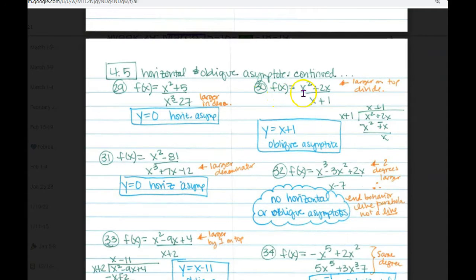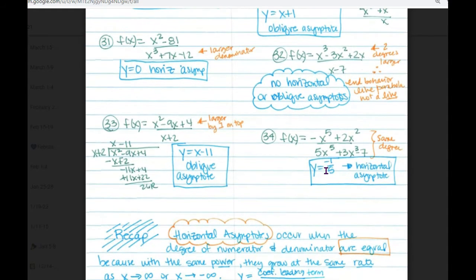29 is not. 30 has 1 bigger, so we need to do long division. And 30, we should have gotten x plus 1, y equals x plus 1. 31, no. 32 is bigger by 2, so we don't worry about it. 33 is bigger by 1, so y equals x minus 11. And then you don't worry about the remainder. You don't care about that at all.